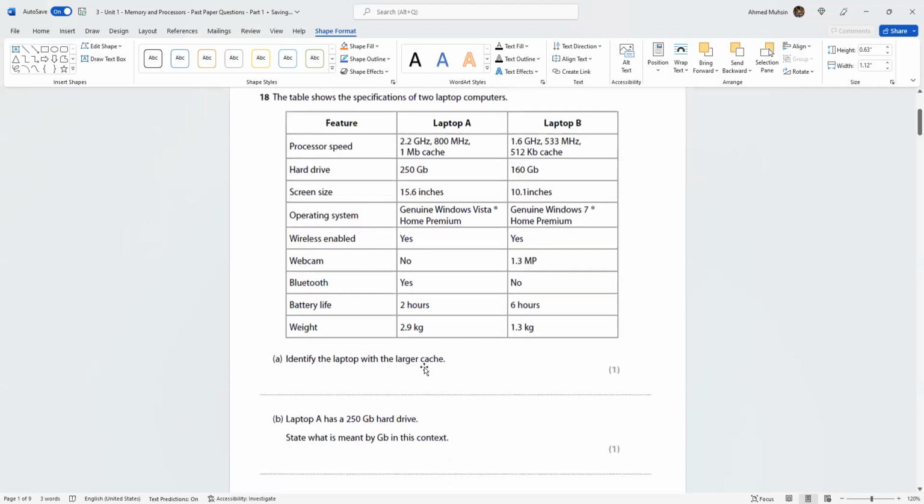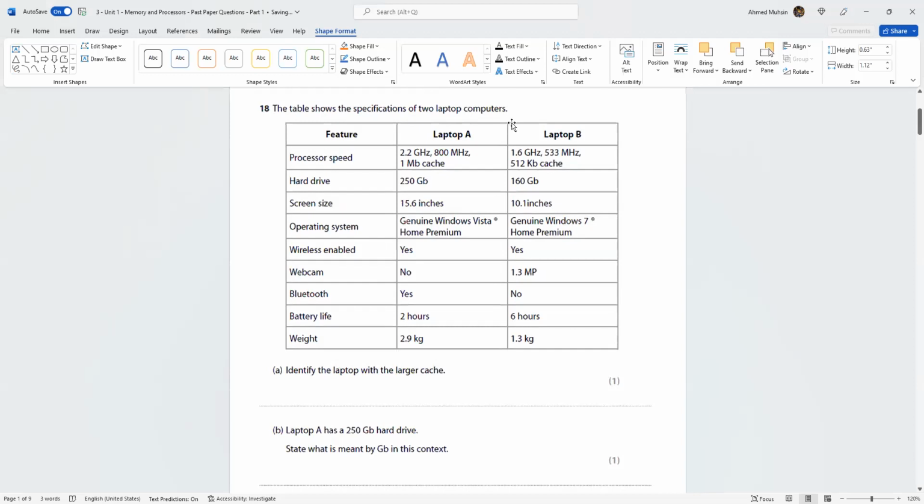In the next question, the table shows a specification of two laptops, laptop A and laptop B. They're asking us to identify the laptop with a larger cache. Which one has a higher value for cache? This is 1 megabyte and this is 512 kilobytes. So 1 megabyte is greater than 512 kilobytes.